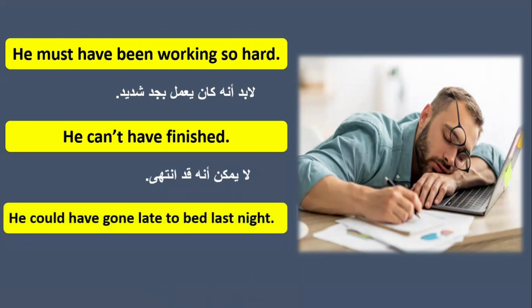He could have gone late to bed last night. This part I'm not sure about. من الممكن أنه قد ذهب إلى الفراش متأخرا الليلة الماضية. ومن الممكن أن يكون هذا غير حقيقي. I'm not sure. Okay. He might be tired because of any other reason.